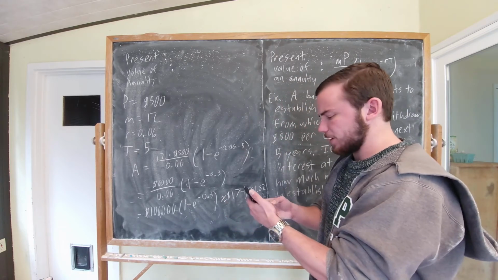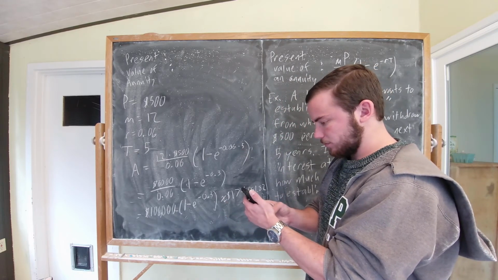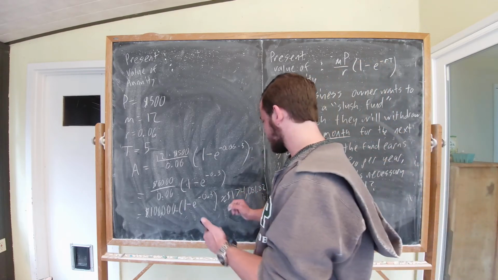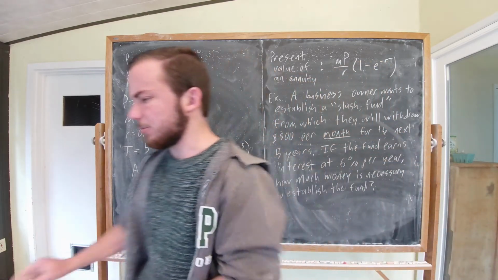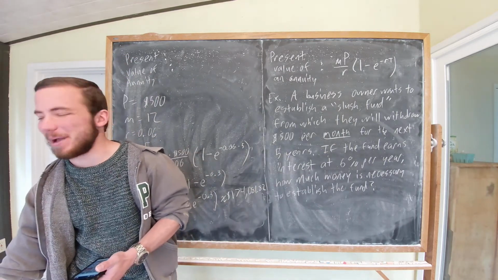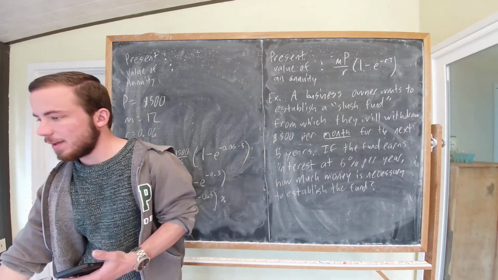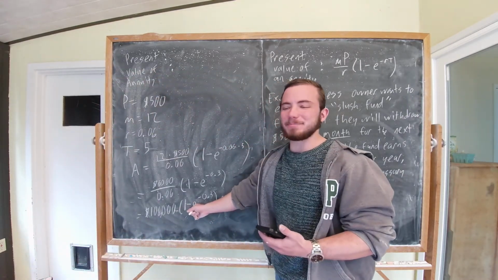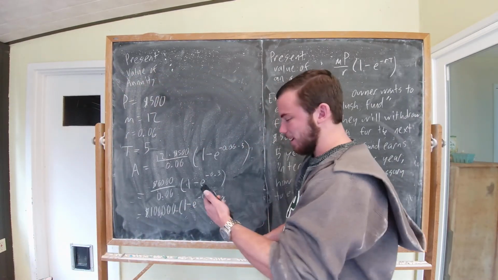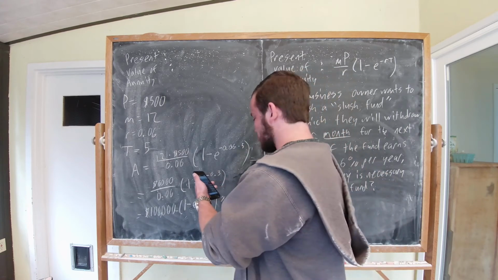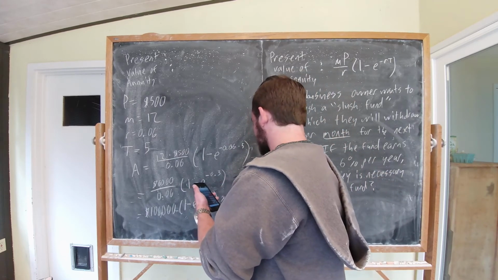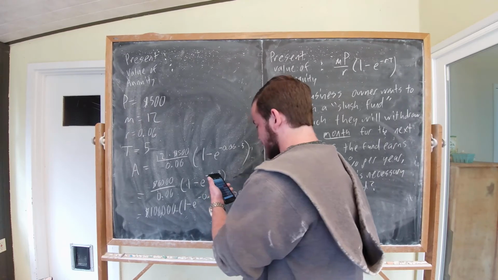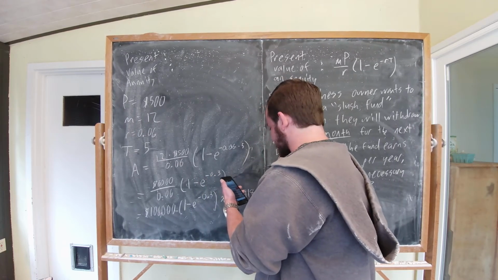Is that right, or did I carry a decimal? Nope. Let me double check my math real fast. I'll be right back. Yep, I plugged into my calculator wrong. I didn't write this minus sign. Silly me. All right, it ends up being $25,918.18.